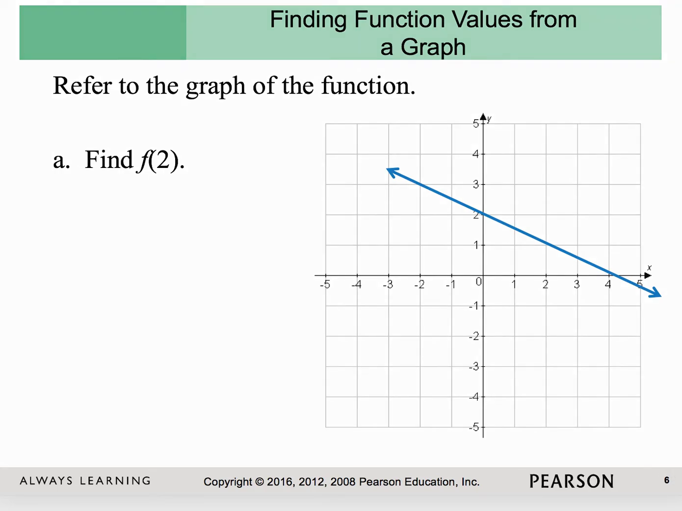Okay, what if, and it's a function, we can tell because it passes the vertical line test. What if we have a graph and it says find f of 2? Well, remember, it's f of x. F of x is the notation. So that 2 just means x is 2. So here it is. Let's go up and find the y value when x is 2. F of 2 equals 1. When x is 2, y is 1.